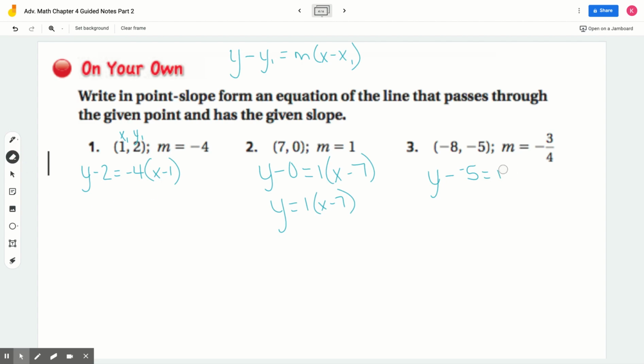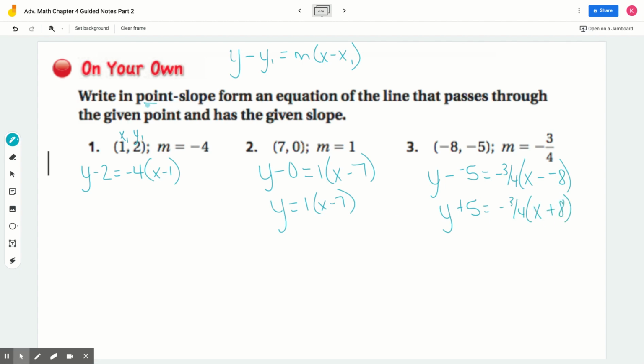For number 3, we have y minus the first y coordinate, negative 5, equals m, which is negative 3/4, times x minus our x coordinate of negative 8. Now, we should remember from earlier in the year and from years previous that minus a negative is like plus a positive. So we can rewrite this as y plus 5 equals negative 3/4 times x plus 8.